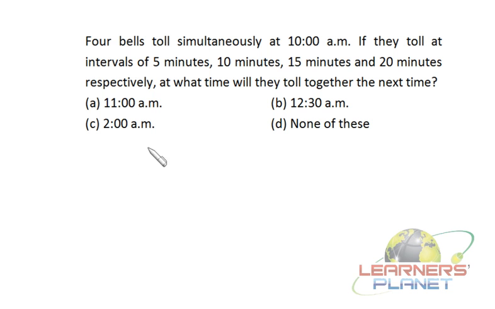Now let's see this question. Four bells toll simultaneously at 10 a.m. If they toll at intervals of 5 minutes, 10 minutes, 15 minutes and 20 minutes respectively, at what time will they toll together the next time? That means the first bell is ringing after every 5 minutes, the second is after every 10 minutes, the third is after every 15 minutes, and the fourth is after every 20 minutes.